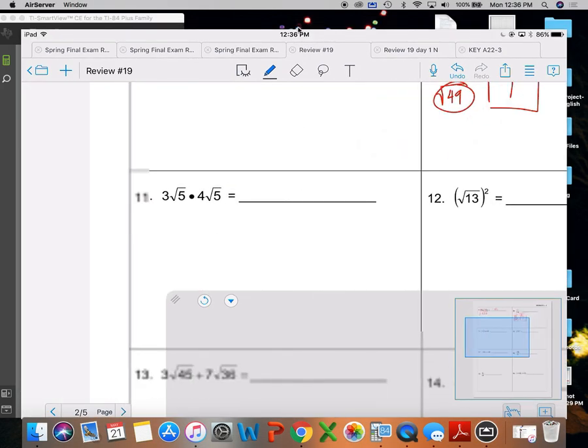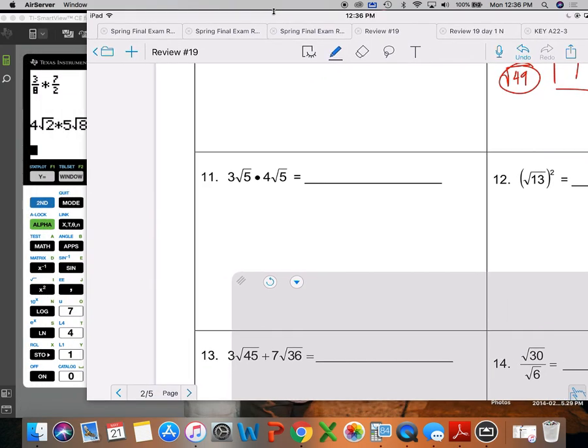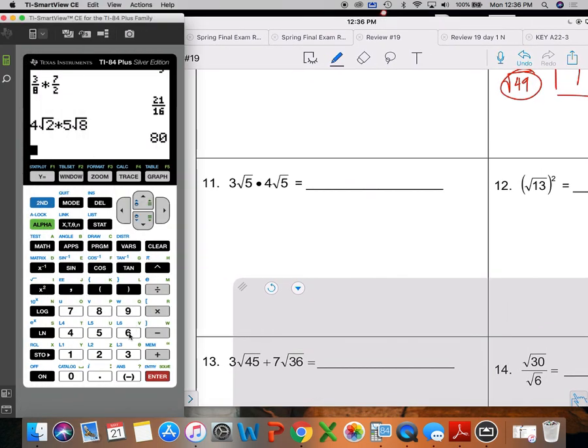Okay. Now problem 11, especially with multiplication, if you guys remember on the multiplication assignment, that was the one where we had the most that could go into the calculator. So I'm going to try that. 3 square root 5 times 4 square root 5. And this one also works out really nicely in the calculator. It's just 60.